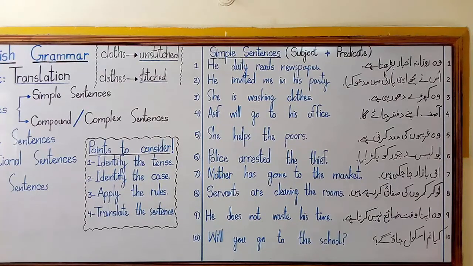We use will or shall as helping verb. With Asif we will use will. Asif will, and we use present form of verb. Asif will go to his office. Asif अपने दफ्तर जाएगा. Asif will go to his office.